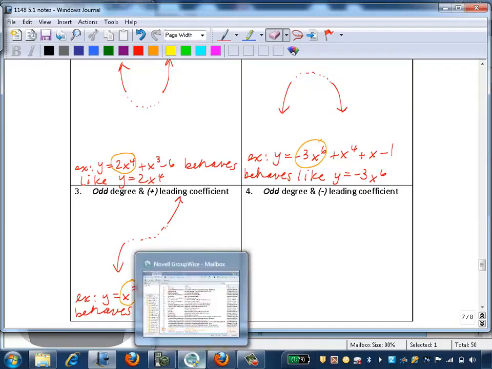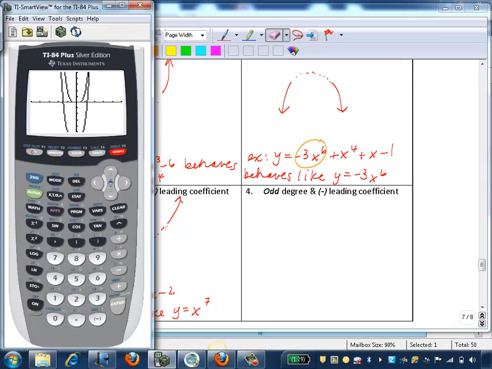If we want to look at this one in the calculator, we'll graph x to the seventh minus x minus 2, and then we'll graph x to the seventh, its power function. So there's x to the seventh minus x minus 2, and then there's the parent function, that power function, x to the seventh. Again, you can see they're different in the middle, but on the ends they look the same, that increasing snake shape.